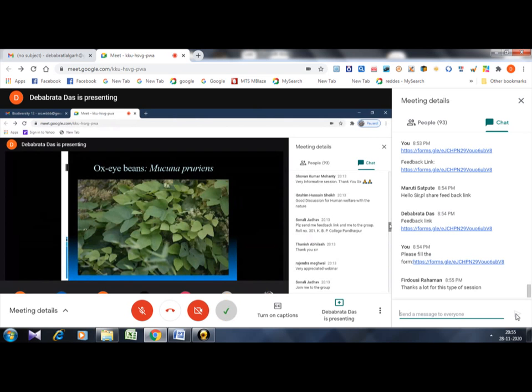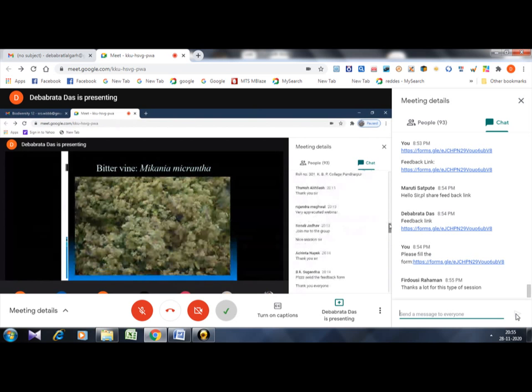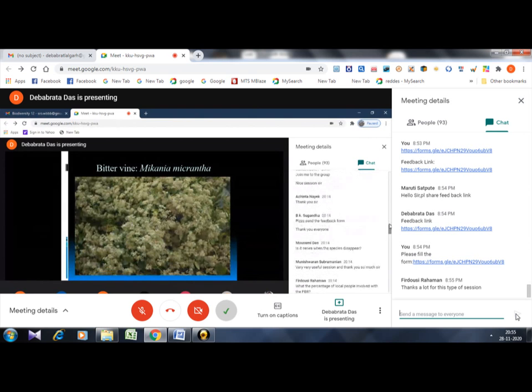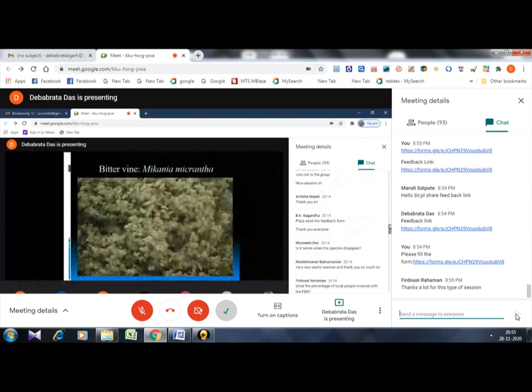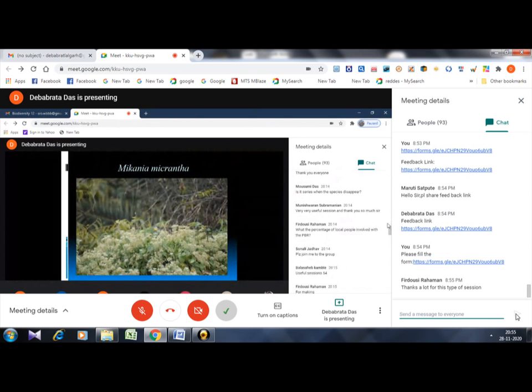Then bitter vine, Mikania micrantha. This is a very important plant because I have seen most of the Zebra blues sitting on this and drinking nectar. You can also see here the butterfly is there. Then you can see here correctly that the butterfly, like the common Zebra blue, is sitting here.